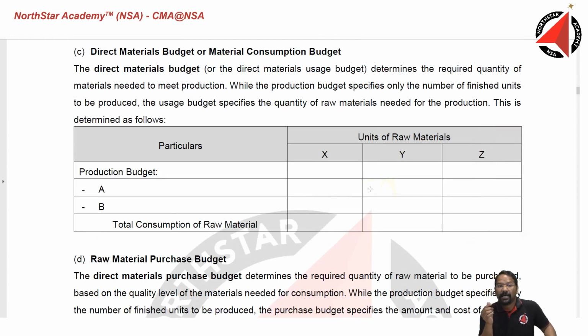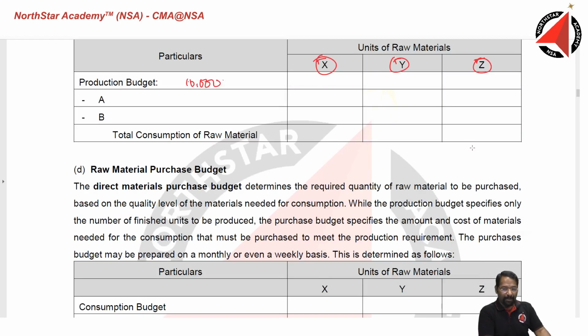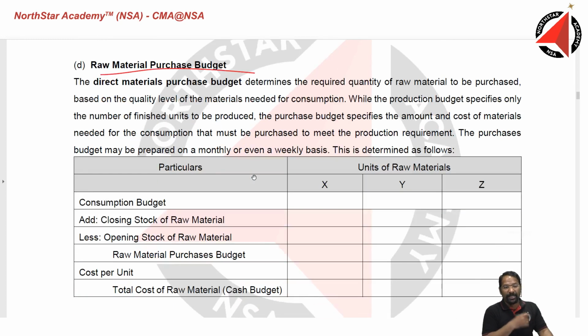Direct material consumption budget. Do you remember consumption budget? For example, I want to produce 10,000 units. To produce 10,000 units, I need X also, I need Y also, I need Z also. So I need to prepare consumption budget of this and this. How? We will take a question and then we are going to prepare raw material purchase budget.